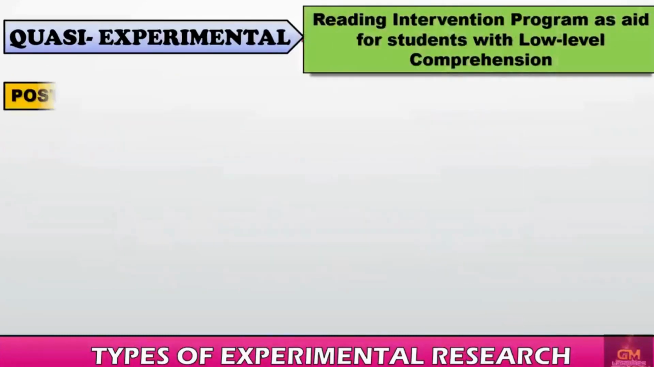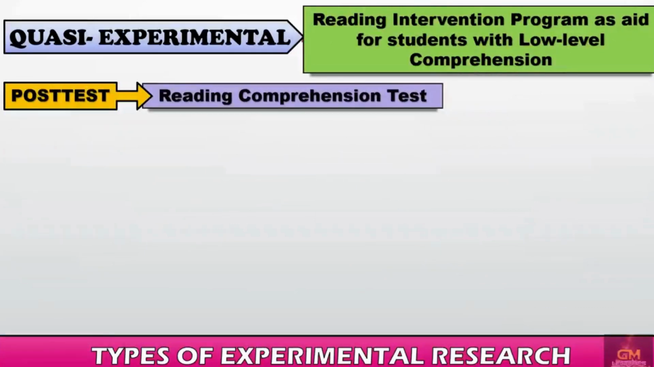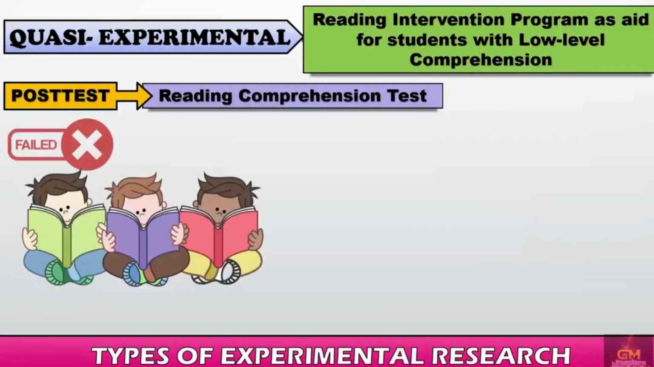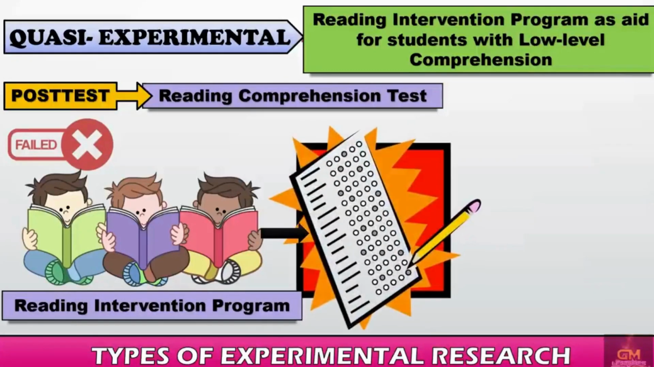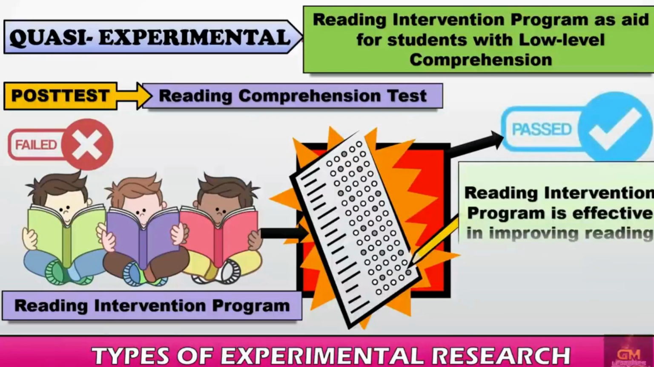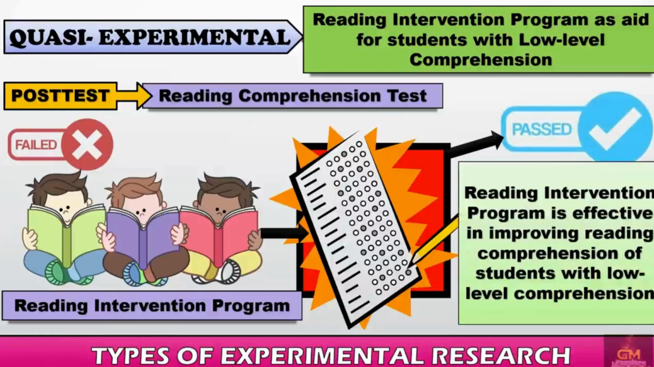After undergoing intervention, we now proceed with the post-test, which is another reading comprehension test. The students who once failed the reading comprehension test given before, who have undergone the reading intervention program, will then be given another reading comprehension test to determine whether they are going to pass or still fail. If they have passed, we can have the conclusion that the reading intervention program is effective in improving the reading comprehension of students with low-level comprehension.